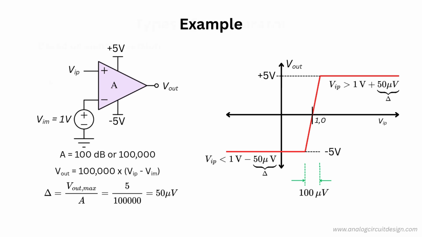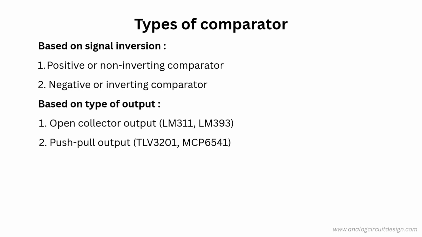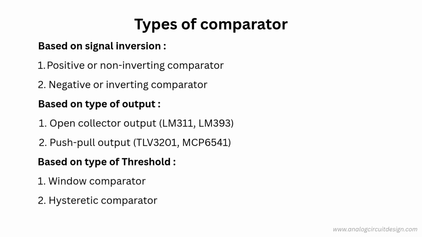There are two types of comparators based on signal inversion: positive or non-inverting comparators, negative or inverting comparators. Based on type of output, there are two types: open collector output and push-pull output. There are other types of comparators as well, like window comparators and hysteretic comparator.